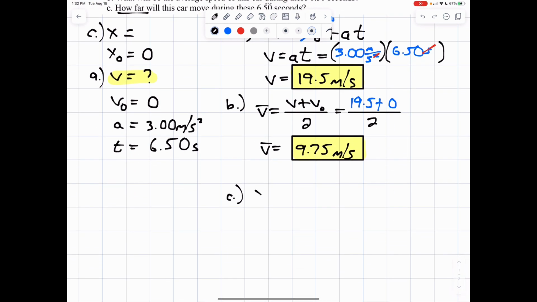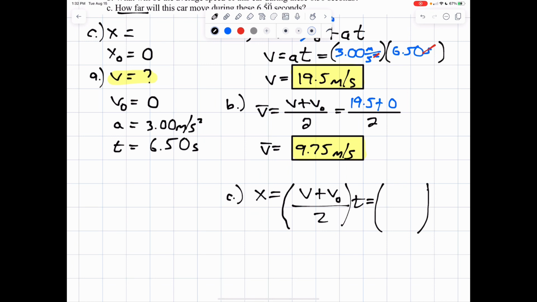It's nice and simple. X equals v plus v naught over 2 times t. Okay, we're going to plug into that. I'm not going to plug in units this time. So we have 19.5 plus 0 divided by 2, times 6.5. So go ahead and take half of that, multiply it by 6.5, and we get that this car moved 63.4 meters.